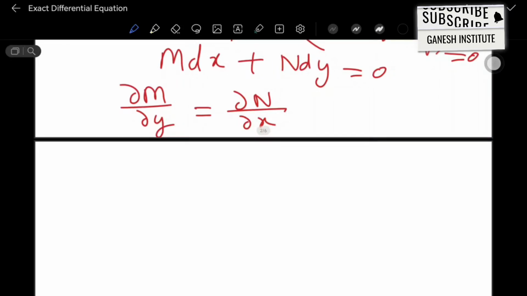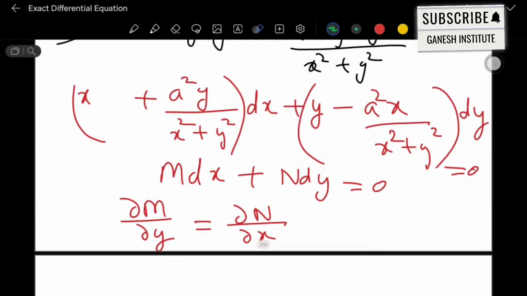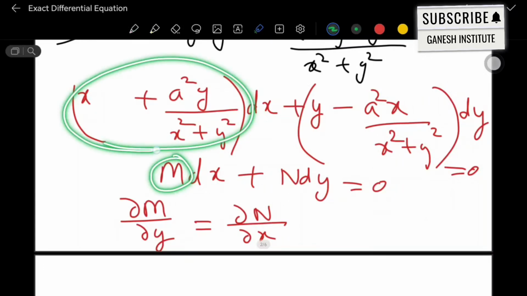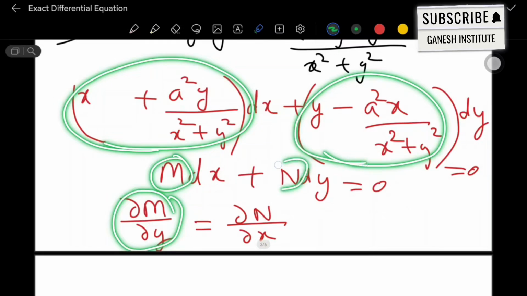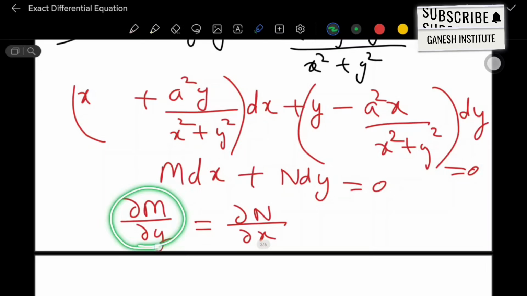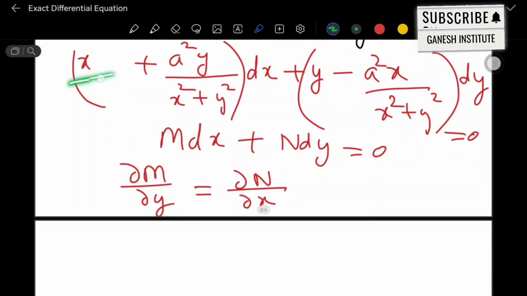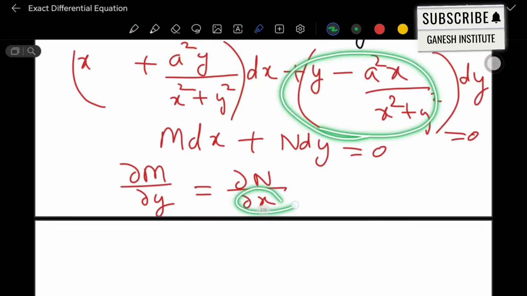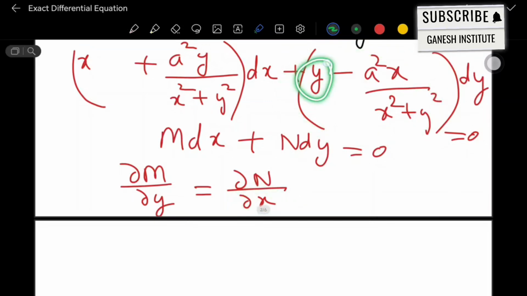So firstly, let's check it for the exact differential equation condition. What is M here? If you compare, this is M. I need to differentiate it with respect to y. And this is N. I need to differentiate it with respect to x. When we do partial differentiation, I need to consider it only for y and x will be considered as constant, right? So if x is constant, this is 0. Now I need to apply the quotient rule here. Similarly, this is N and I need to do it for x. So this y will be constant. I need to only apply the quotient rule here.